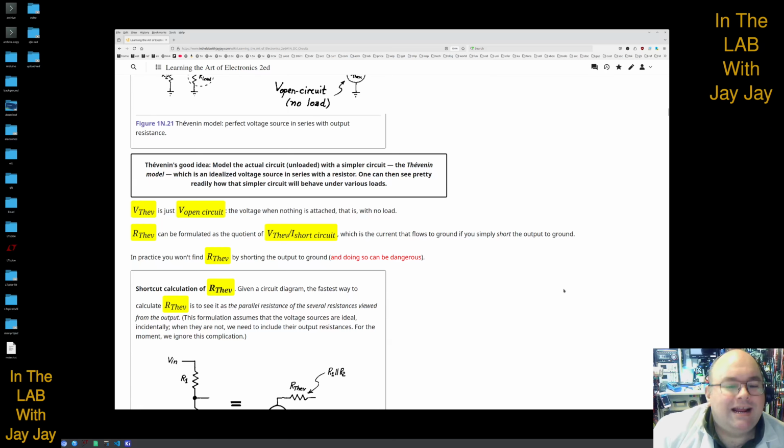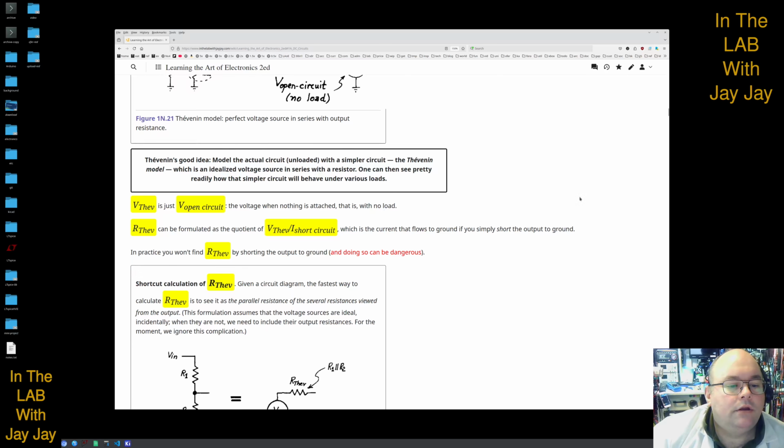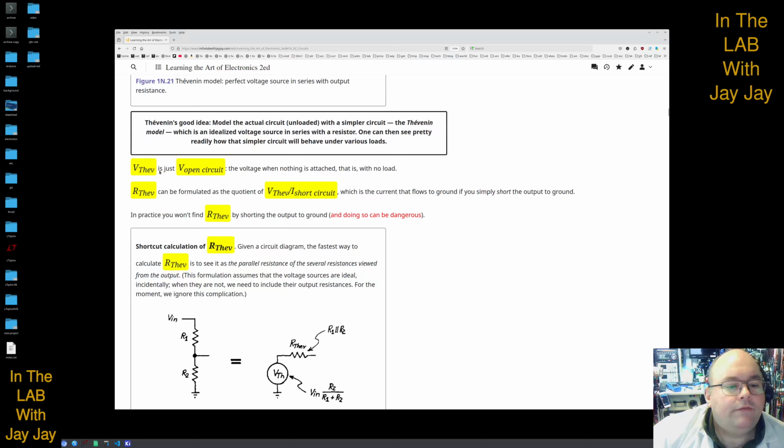Model the actual circuit unloaded with a simpler circuit, the Thevenin model, which is an idealized voltage source in series with a resistor. One can then see pretty readily how that simpler circuit will behave under various loads. Thevenin voltage is just the open circuit voltage, the voltage when nothing is attached, that is with no load.